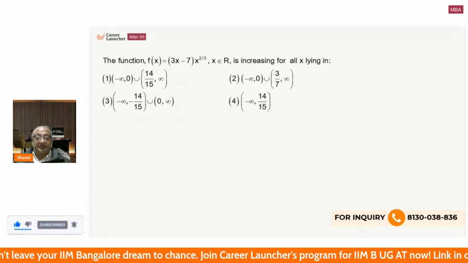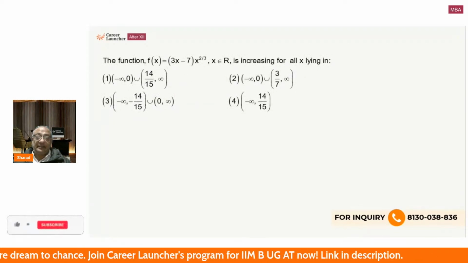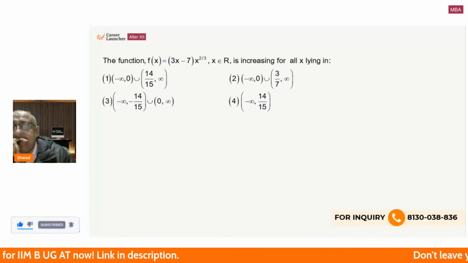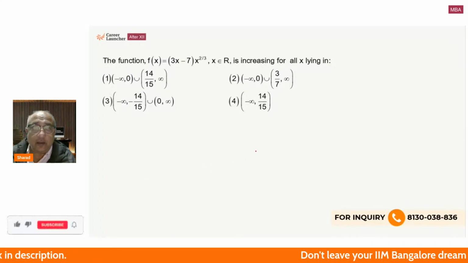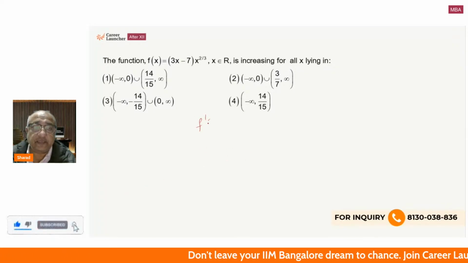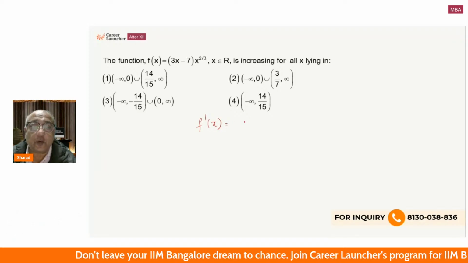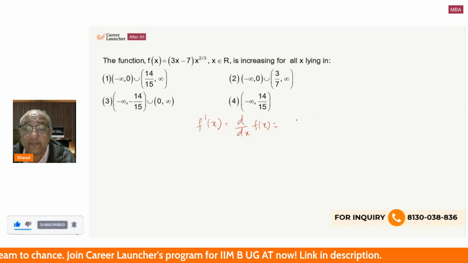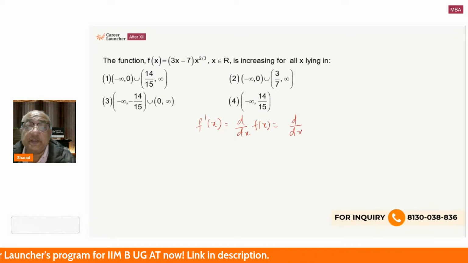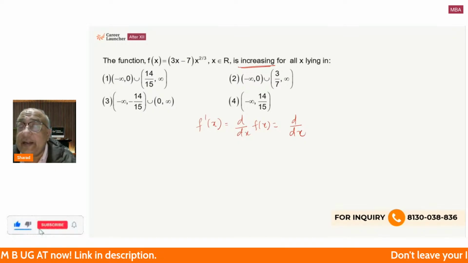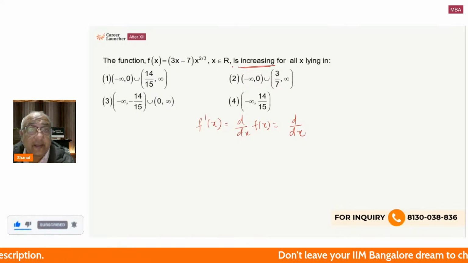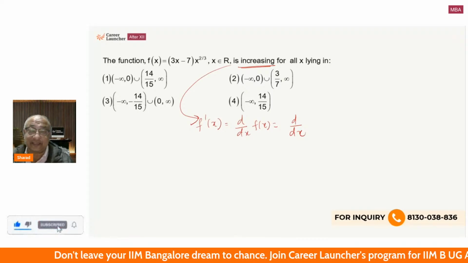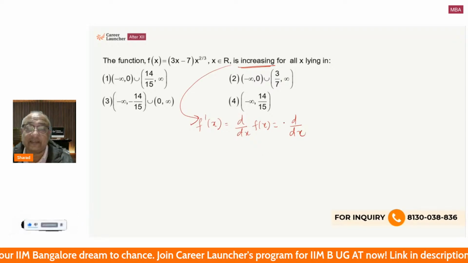Let's do the next question. Okay, this is also an increasing and decreasing question. Look at this. Slightly tougher, maybe not tougher. This is a kind of question, kids, you can get in your examination. F dash x, or this is also written as d by dx of f x. That means I have to differentiate. So for increasing, decreasing, or finding minima or maxima, I have to find f dash x. Remember, increasing means f dash is positive, decreasing means f dash x is negative.